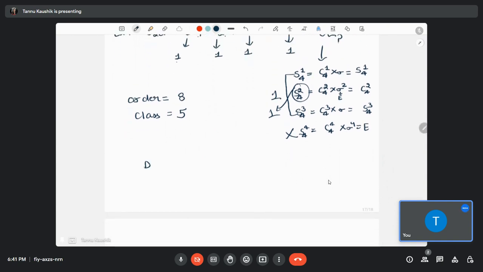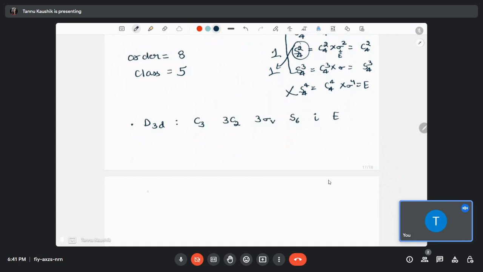Let us take an example of the D3d point group. The symmetry operations will be C3 as the principal axis of rotation, 3 C2 axes perpendicular to it, and 3 sigma v planes, which will be in the same class. Then S6 will be present, and since n is odd, we will have the inversion operation and the identity element present in the group.